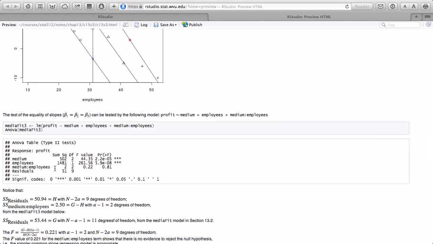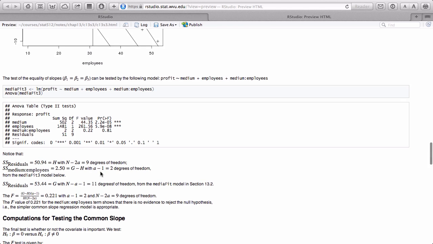If I go down here and look at this, I can see that that interaction has 2 degrees of freedom because median has 2. And so I get 2 degrees of freedom, and the F-test, you can see, is 0.22, and the p-value is quite large, so I fail to reject. I have no evidence that there's differences in slopes.